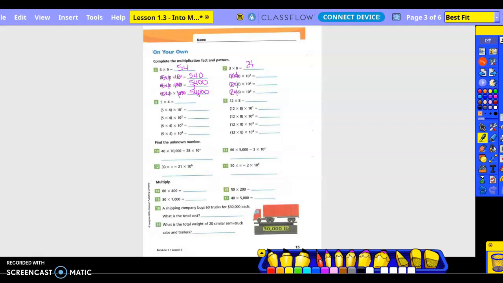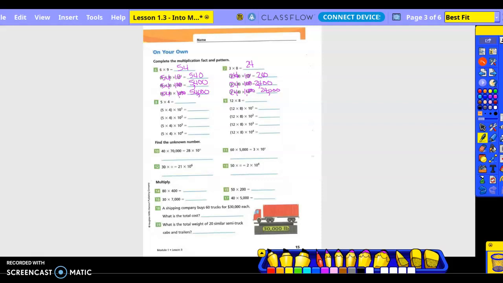10 to the first power is 10. 24 times 10 is 240. 10 to the second power is 100. So I'm going to write 24 with 2 zeros. Come back 3 places from the right. Get 2,400. My next one, 10 to the third power is 24 with 3 zeros. And then come back from the right and put a comma.